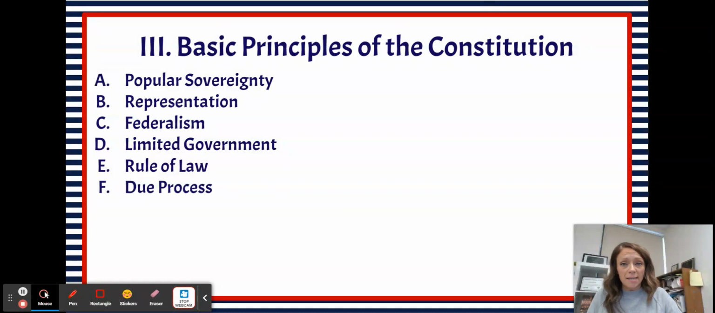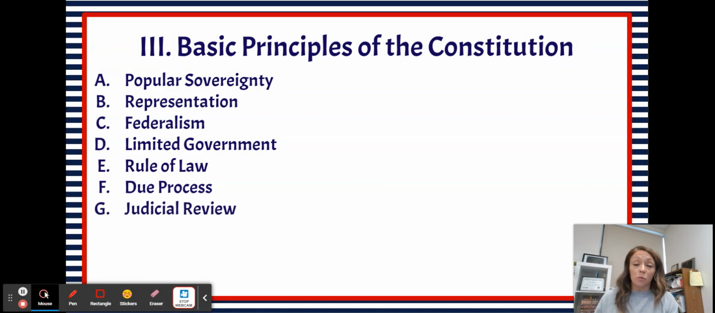We also have due process, which is the procedure. There are certain things that have to happen before you can be deprived of your life, liberty, and property. So if you do something wrong, we have to give you due process, or those steps, those procedures: you get a trial, you are told what you're accused of, you have the right to defend yourself. All of those things are part of due process.